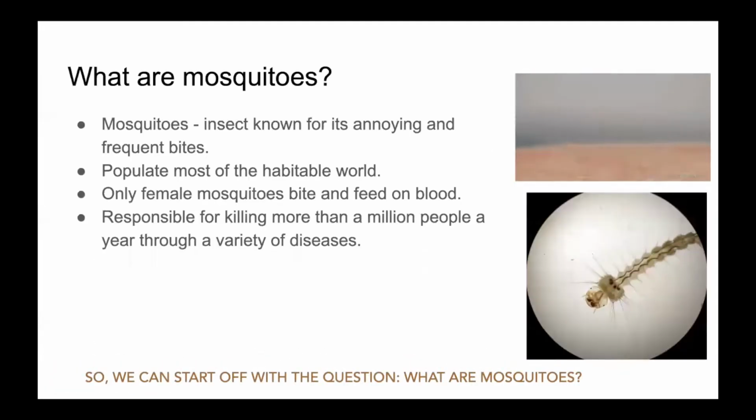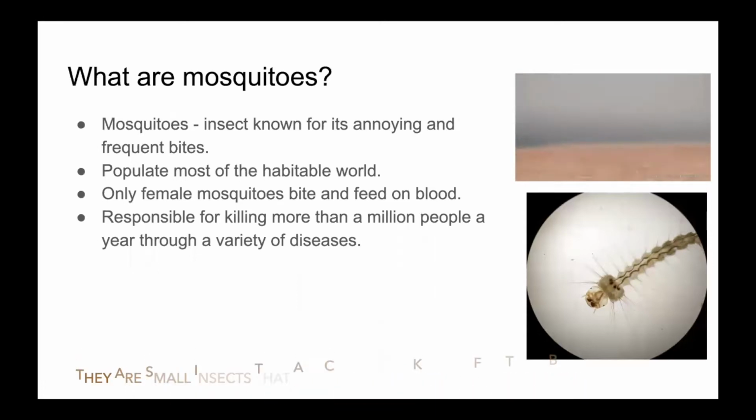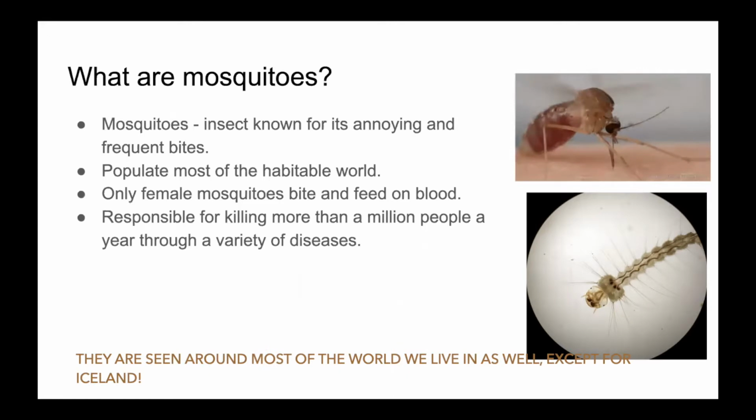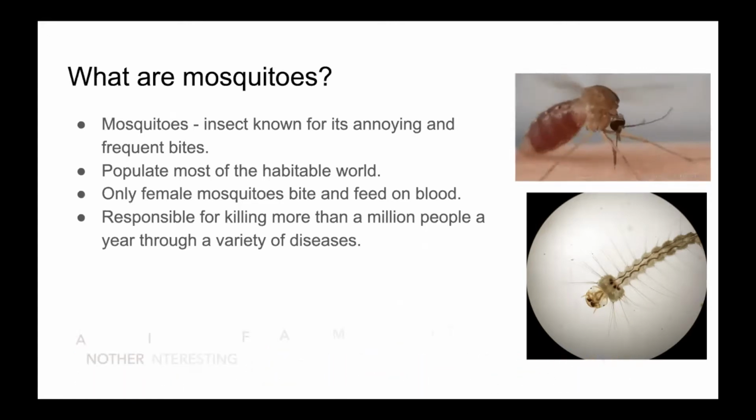So we can start off with the question, what are mosquitoes? They are small insects that are commonly known for their bites. They are seen around most of the world we live in as well, except for Iceland.